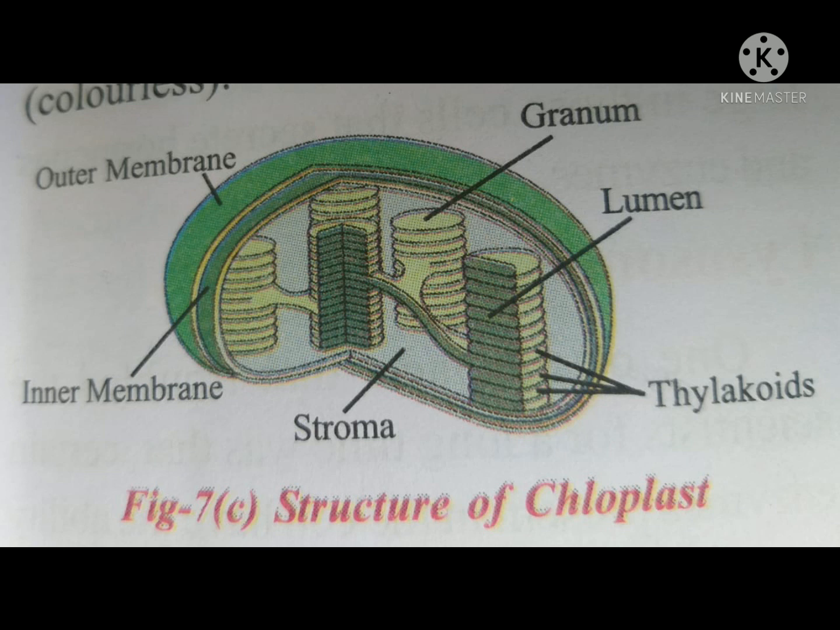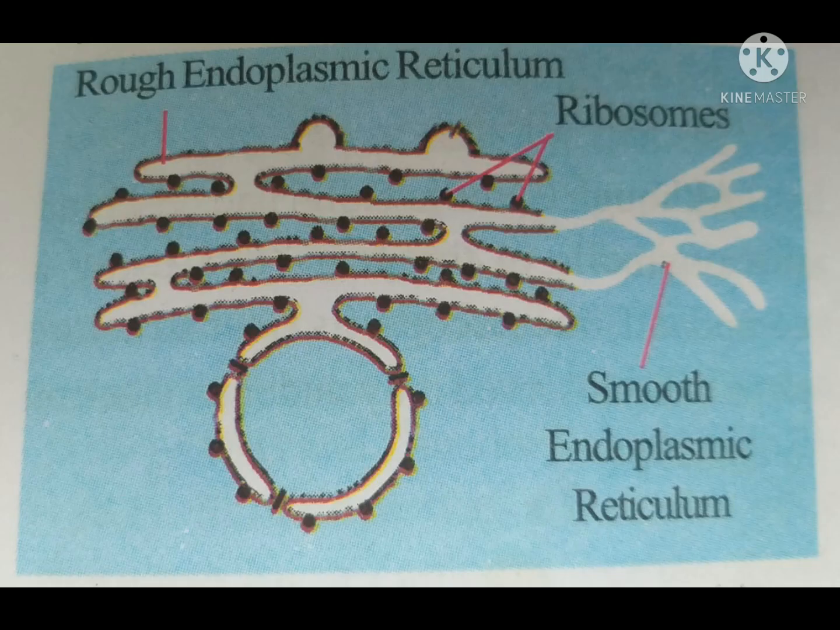Chloroplast is a type of plastid. Chloroplasts are of different shapes, such as disc and oval disc. The primary function of chloroplasts is to trap the energy from sunlight and transform it into chemical energy, thus helping to carry out photosynthesis.